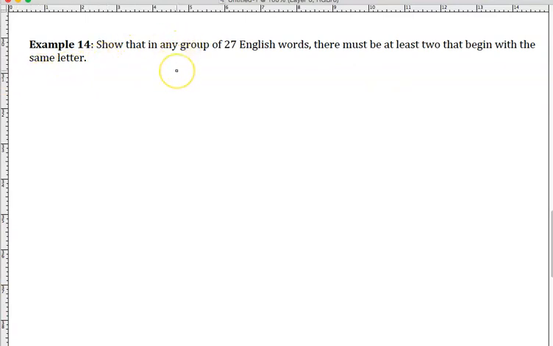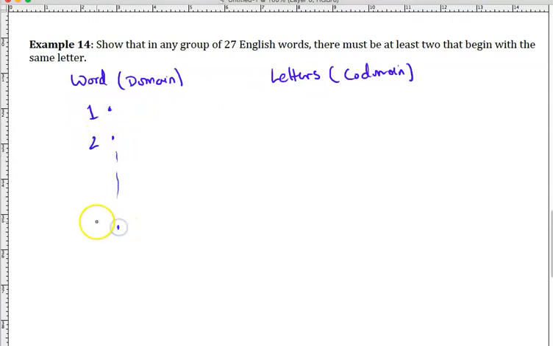Now here's a second example, very similar. Show that in any group of 27 English words, there must be at least 2 that begin with the same letter. Okay, so the words are my domain, and the letters are my codomain. So the words are word 1, word 2, word 26, word 27. The letters available are A, B, C, D, X, Y, Z. All right, and there are 26 available letters in the codomain.